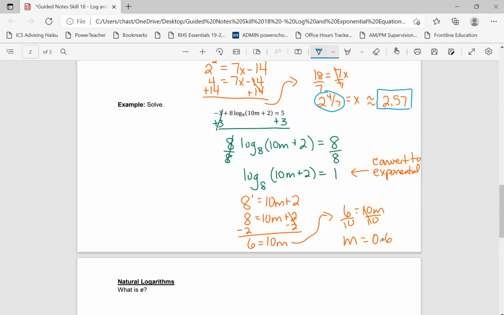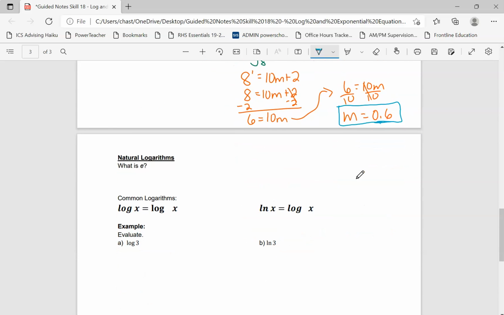Again, make sure you check and see if plugging that number in for m is going to make that negative. Let's see, you're taking 10 times a positive number and then adding 2 to that, so that is not going to make this invalid, so that works. Okay?